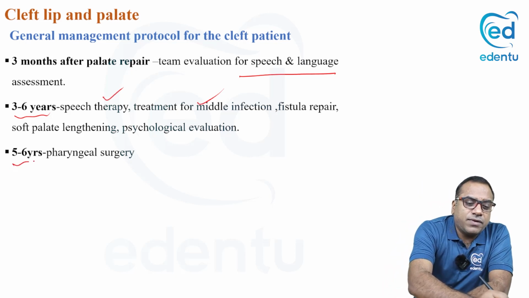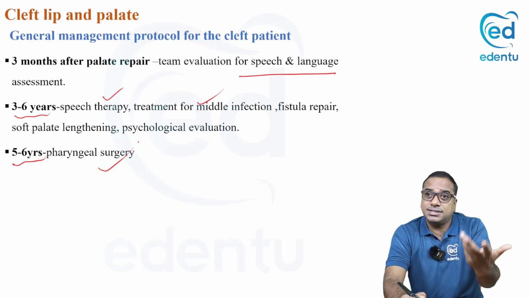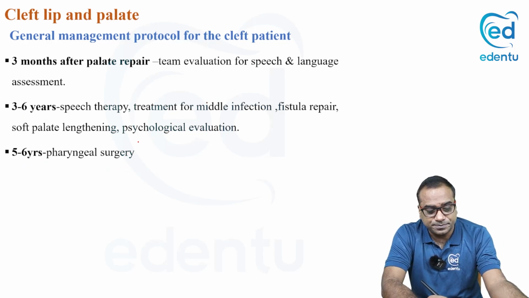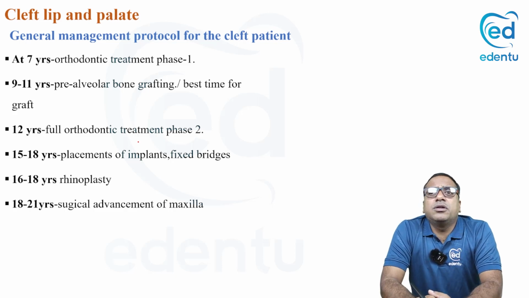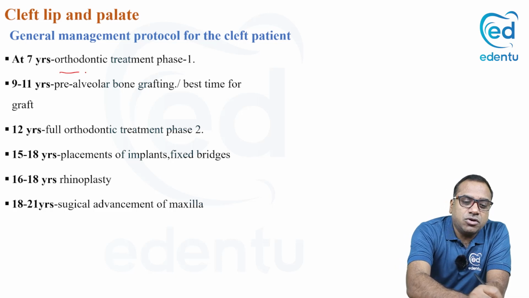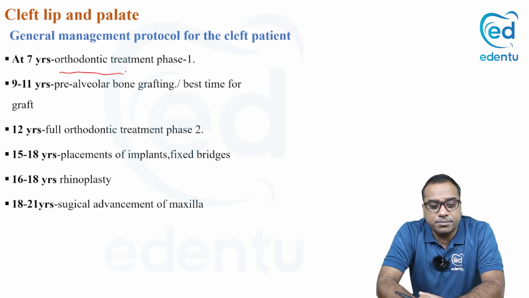Then at the age of 5 to 6 years, pharyngeal surgery has to be performed. So all these things are MCQs, you need to learn perfectly at what age what needs to be done. Then at 7 years, that means when the child will be in second standard, orthodontic treatment phase 1, we will start the first phase of the ortho treatment.